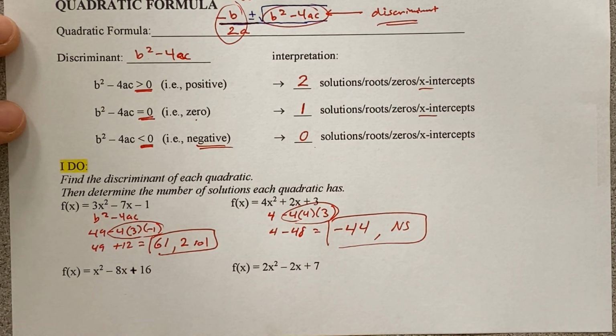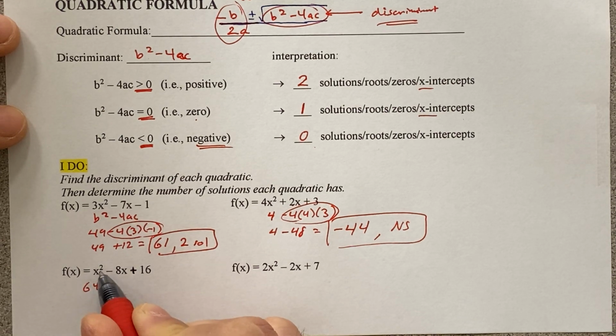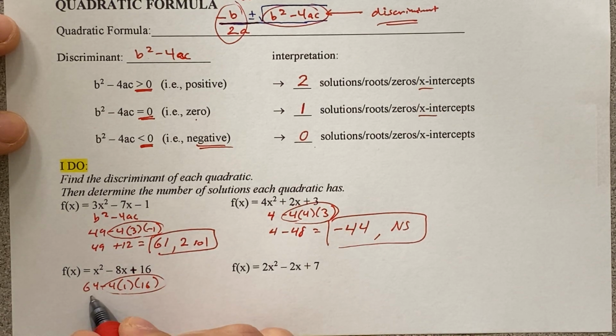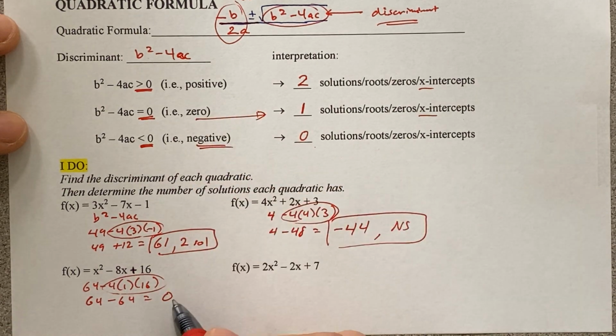Same thing here. If I take a look at this, b squared is going to be a positive 64 minus 4 times a, which is 1, and c, which is 16. So if I multiply these together, that gives me 64. So I have 64 minus 64, which happens to equal 0. So the discriminant is 0, but that doesn't mean I have no solution. That actually means I have one real solution.